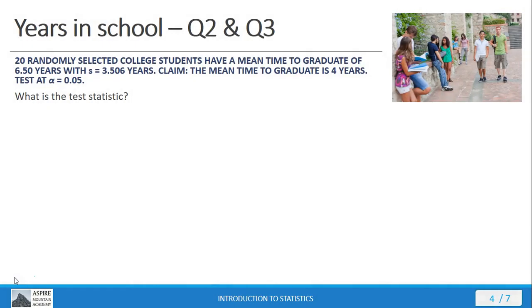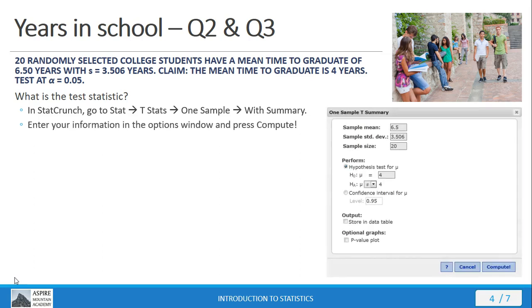What's our test statistic? Well, we can go into StatCrunch, go to T-stats, because we don't know what the population standard deviation is. One sample, because we have just the one sample. With summary, because we don't have any data, just summary stats. The options window is going to come up. We'll put our summary stats up there at the top. Make sure those fields for hypothesis test are matching what we have for a null and alternative hypothesis.